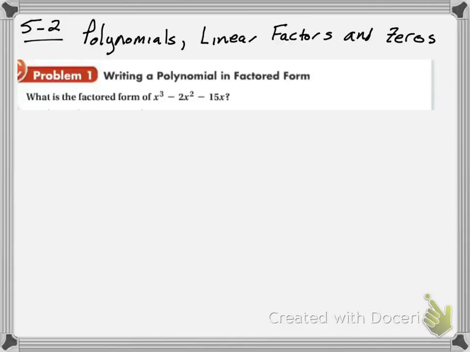5.2 is about polynomials, linear factors, and zeros. Okay, so we're going to start off with factoring, everybody's favorite. What comes out of x cubed minus 2x squared minus 15x? Again, we're looking for the greatest common factor, GCF, however we want to call it.